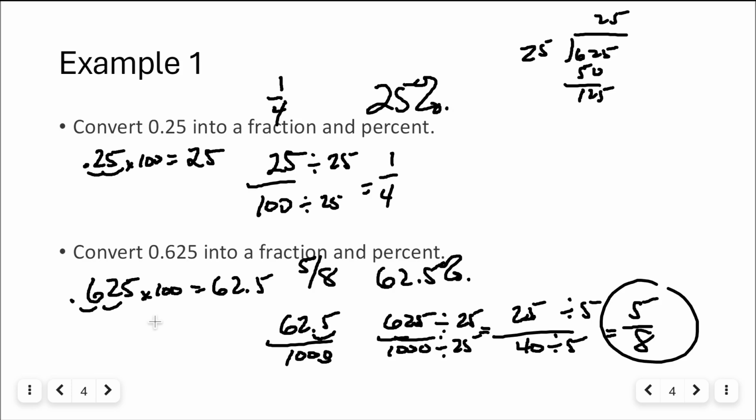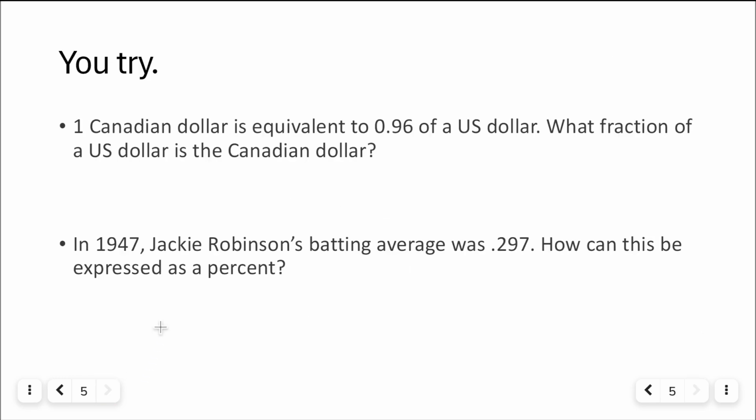So again, to convert the decimal into a percent, move the decimal 2 spots to the right. And then to make it a fraction, write the percent over 100 and then put it in lowest terms.